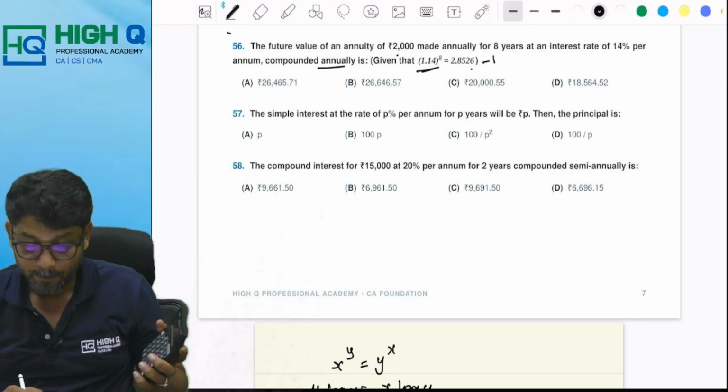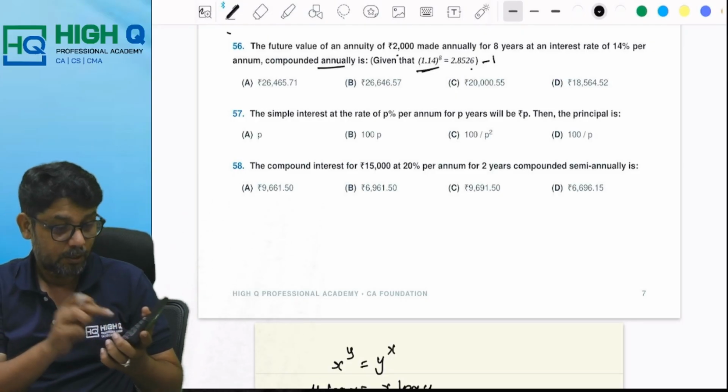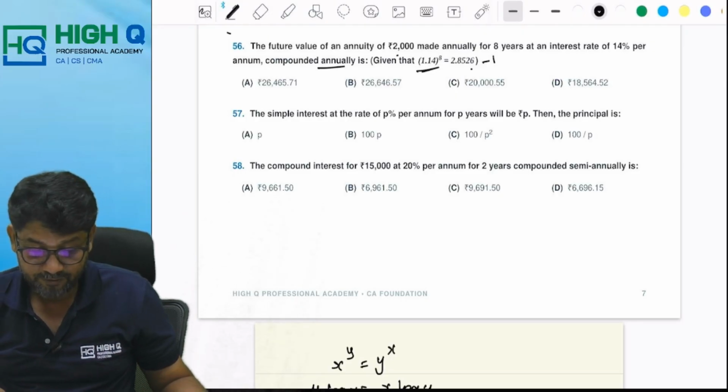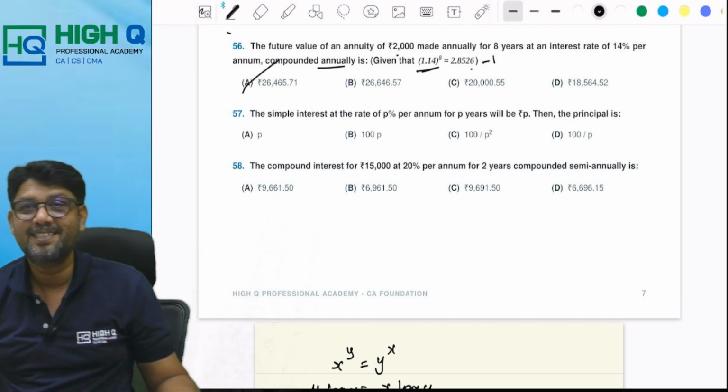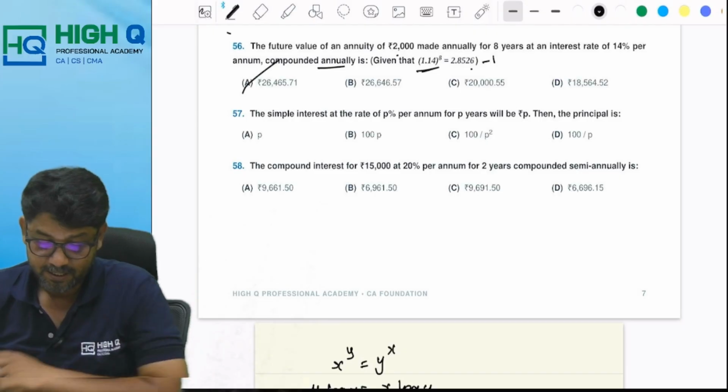1.8526 into 2000 divided by what is the rate of interest? 14%. Okay, I get 26,465.71. Option A, that's it.